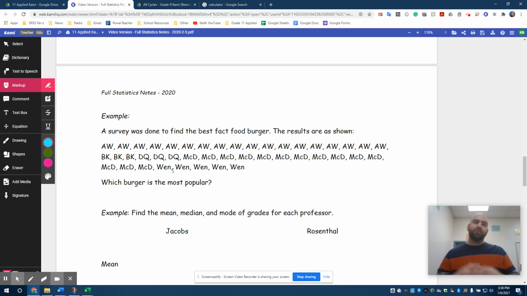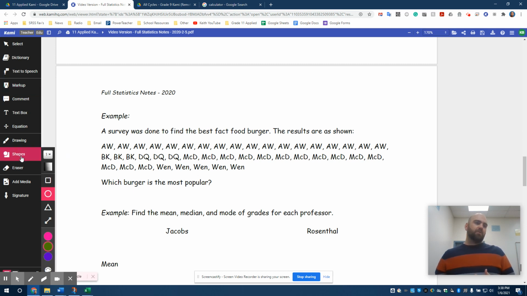You'll notice here, if we count up how many there are of each, 18 people chose A&W, whereas only 14 people chose McDonald's. Based on this, if we were to take just the middle one out of all of these, now that they've been organized in alphabetical order, that one right there is the middle one.